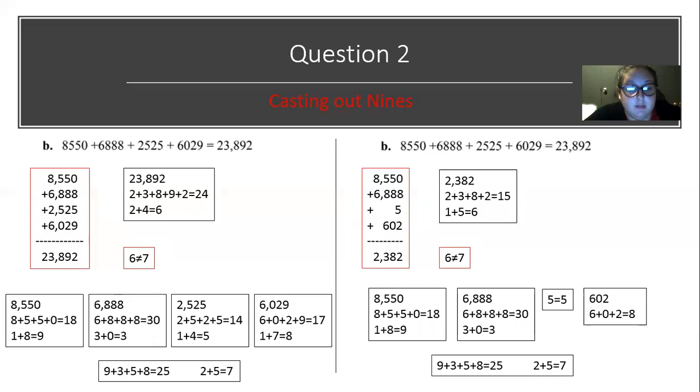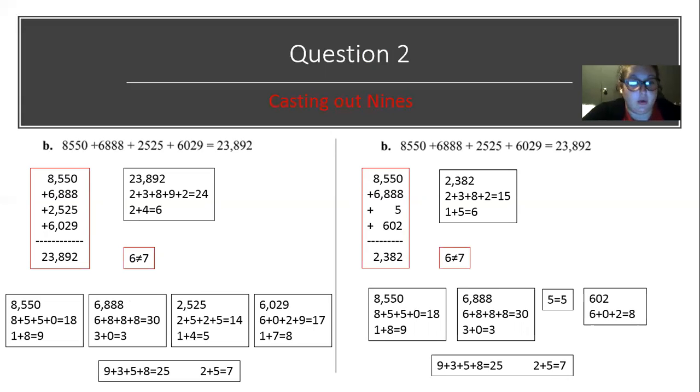2,525 is going to be broken apart to 14. We're going to break that down even smaller into 1 plus 4, which equals 5. All right, and then we're going to do 6,029. Break that apart to 17. And then that 17 is going to be broken down into 1 plus 7, which is going to give us 8. So now down at the bottom, we've got 9 plus 3 plus 5 plus 8, which is going to give us 25. Break that down a little bit more. So 2 plus 5 is going to give us 7.